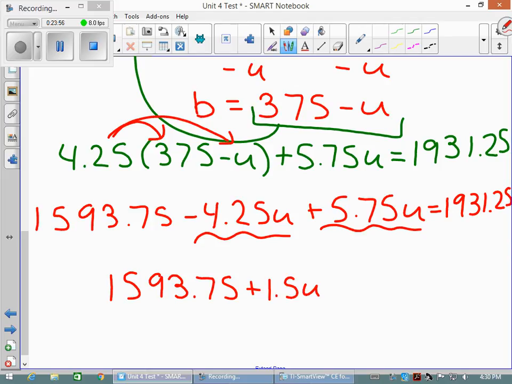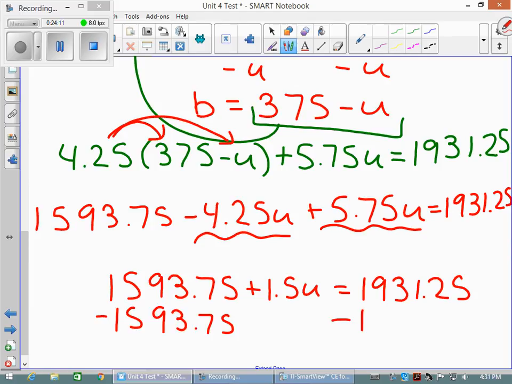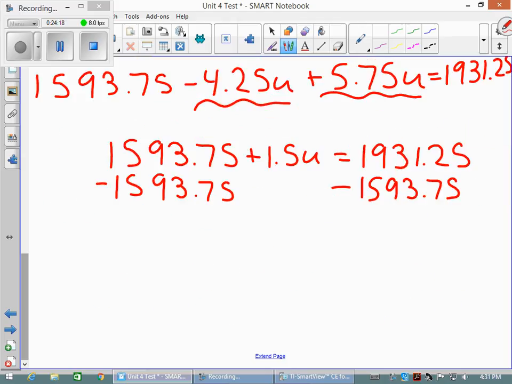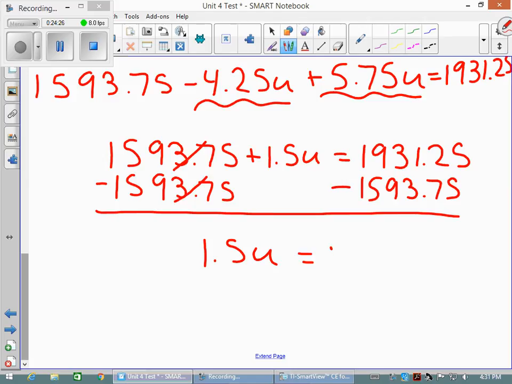In order to solve, I need to subtract this from both sides. Same thing from this side. And what I have is 1.5U, because these cancel out, and that's going to equal 375. And divide by 1.5 to get that U by itself. And I get U equals 250.